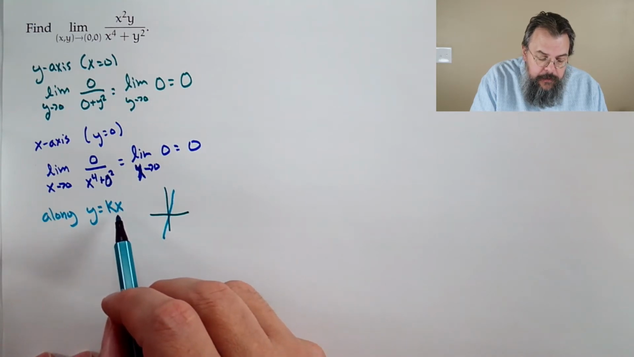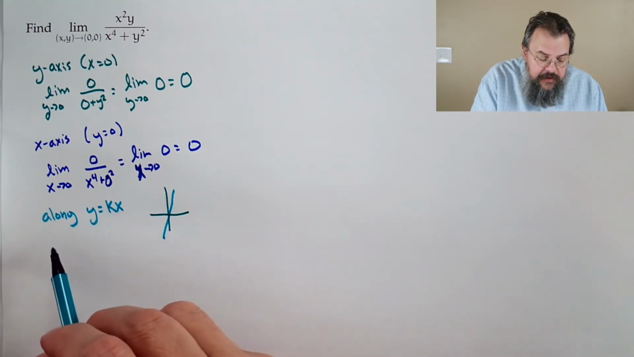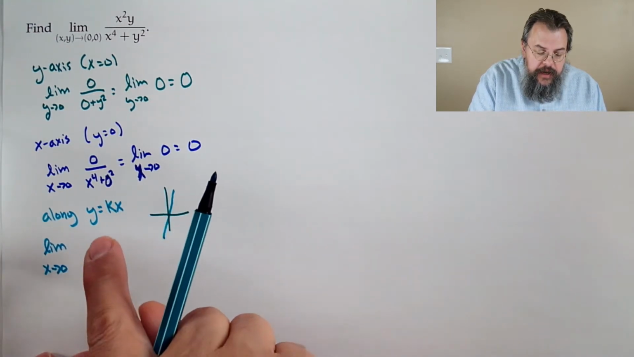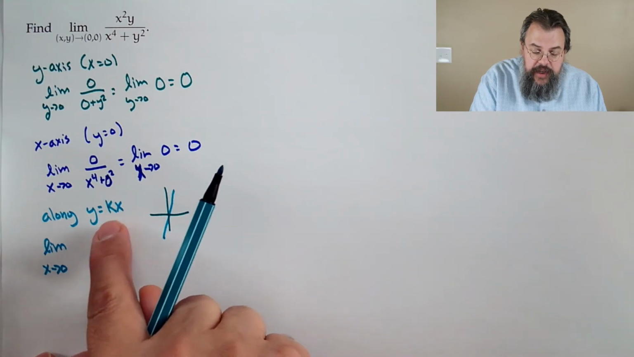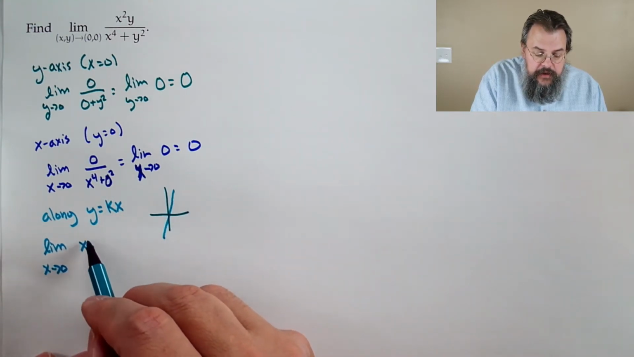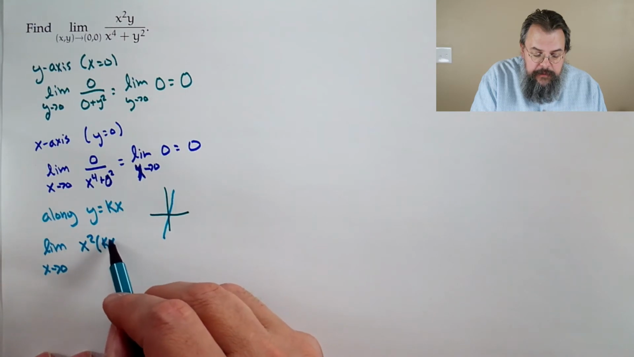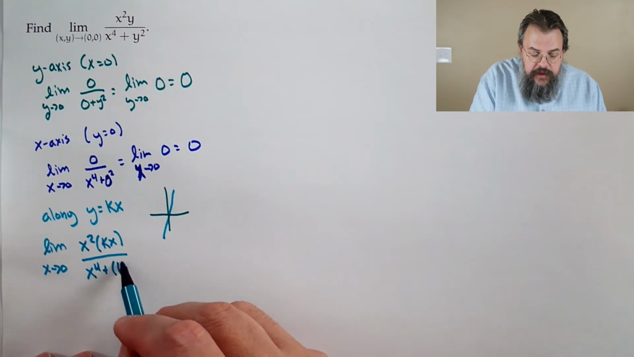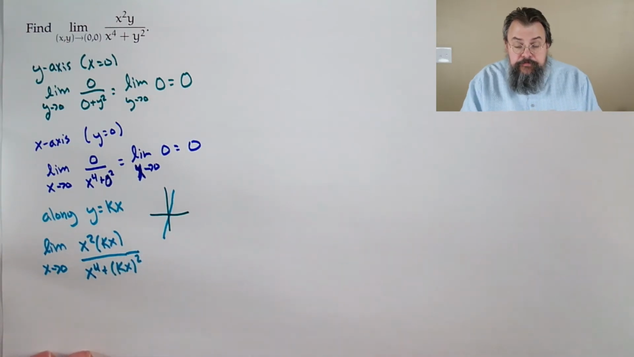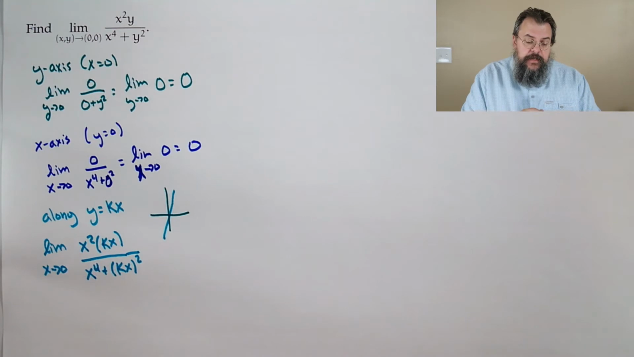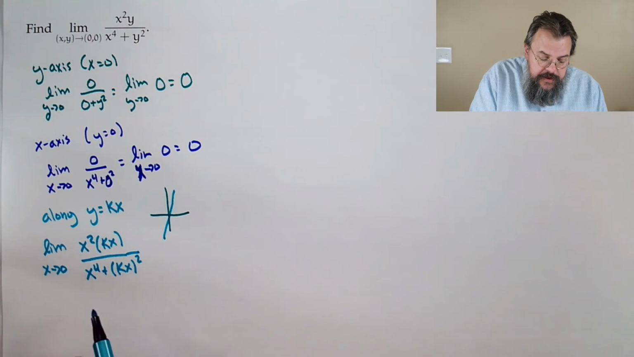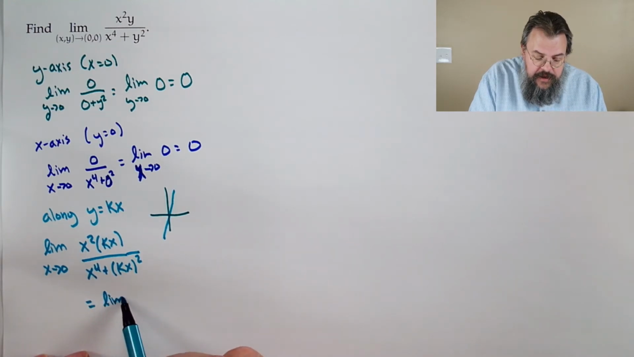Well, if we think about it, we have x, we could say y is kx. So let's think of it as the limit as x goes to 0, and I'm going to have x be x and y be kx. So it would be x squared times k times x divided by x to the fourth plus k times x squared. Okay, all right. Well, now what? What does this become? That's our limit as x goes to 0.